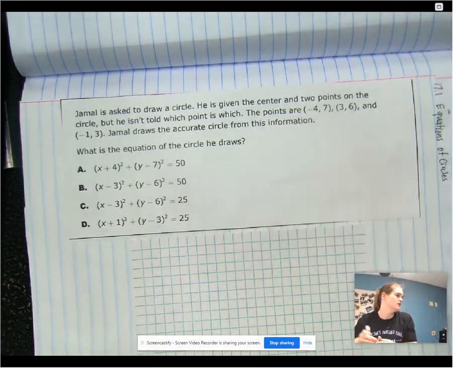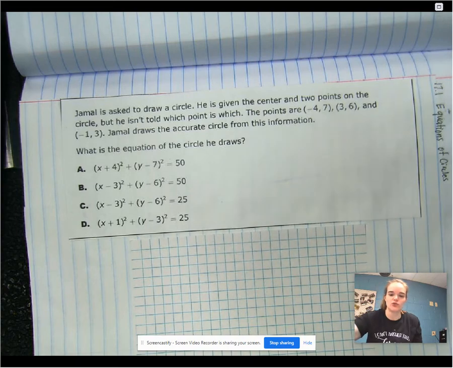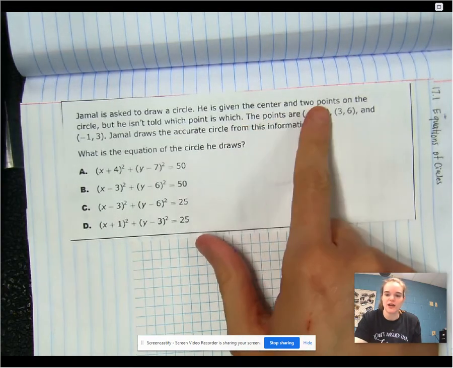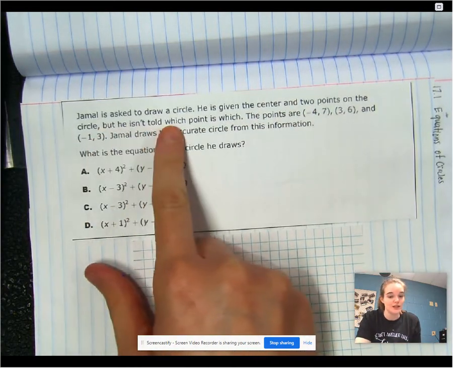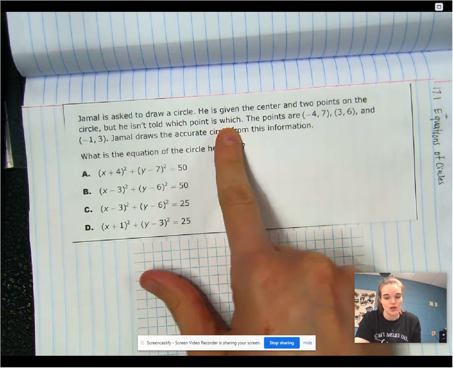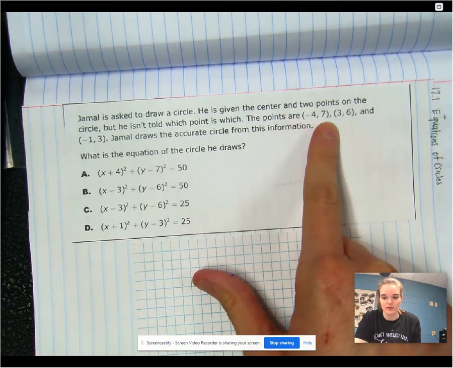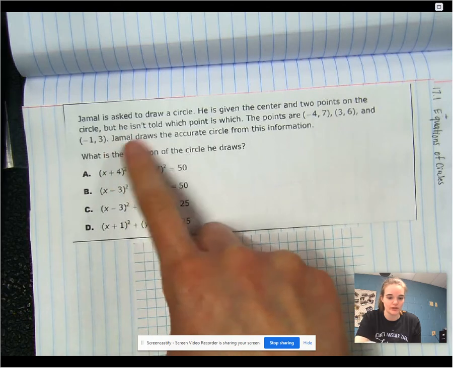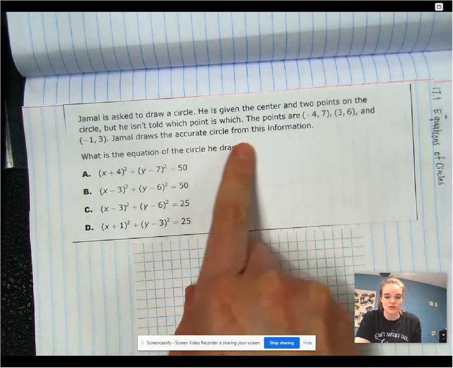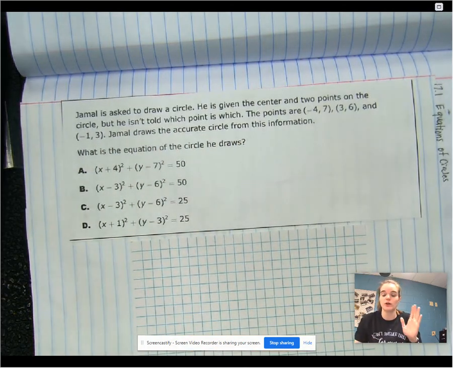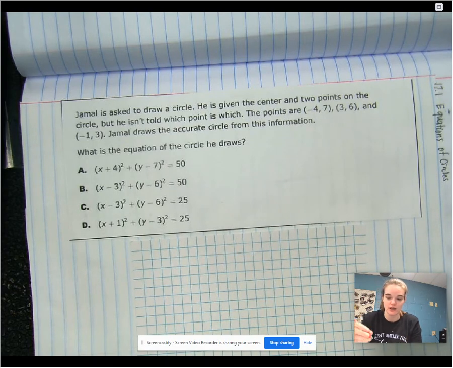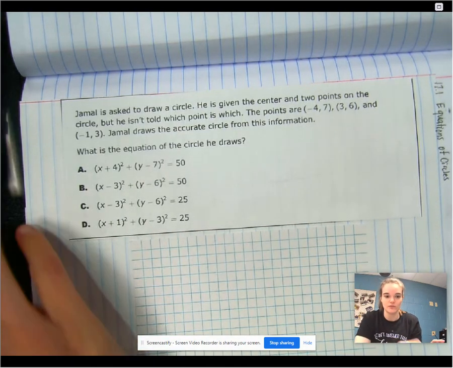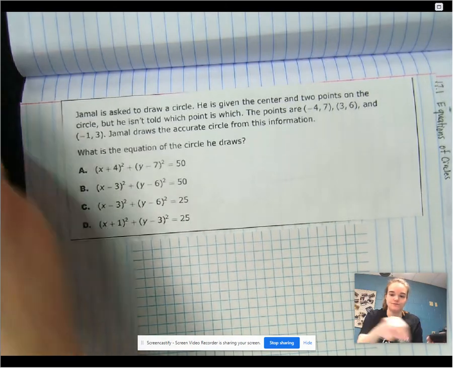All right. Jamal is asked to draw a circle. He is given the center and 2 points on the circle, but he isn't told which point is which. The points are (-4, 7), (3, 6), and (-1, 3). Jamal draws the accurate circle from this information. We are going to graph these points first, okay? And so we're going to need a coordinate plane down here.